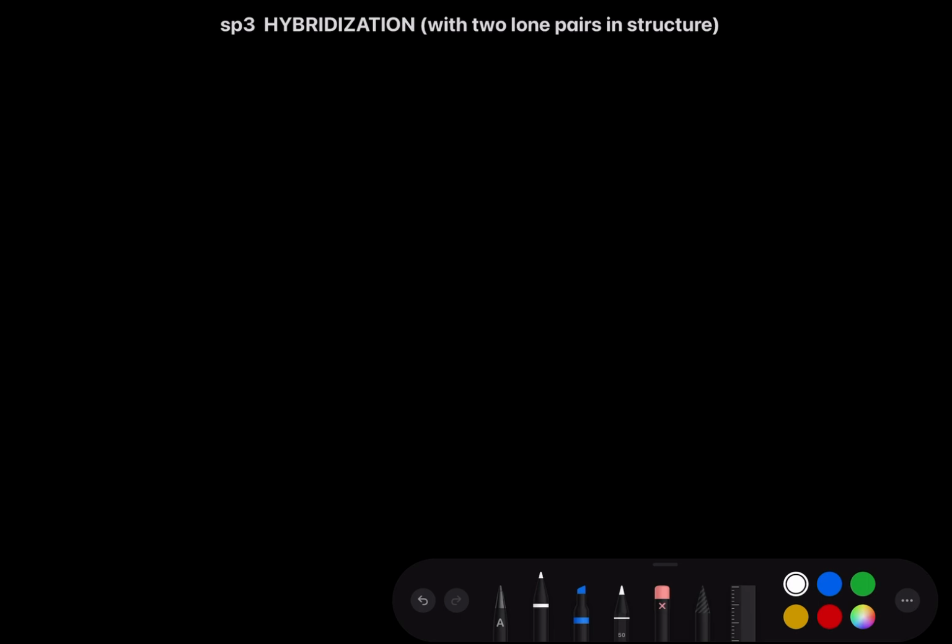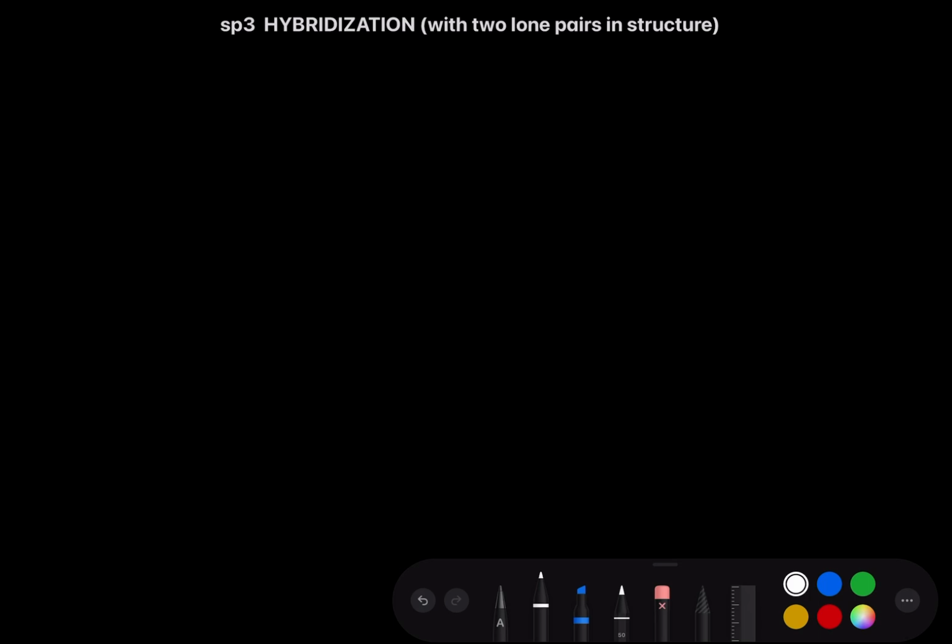My dear students, today's topic for the lecture is sp3 hybridization, but this time we are going to have two lone pairs in the main structure. In the previous lecture we did sp3 hybridization with one lone pair in the structure. So today we are going to do two lone pairs in the main structure in sp3 hybridization.